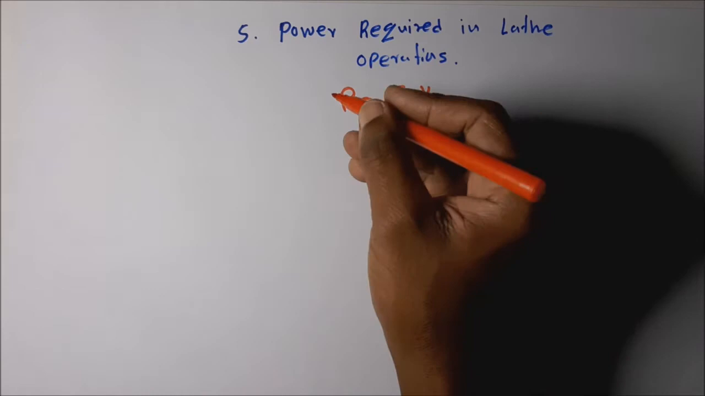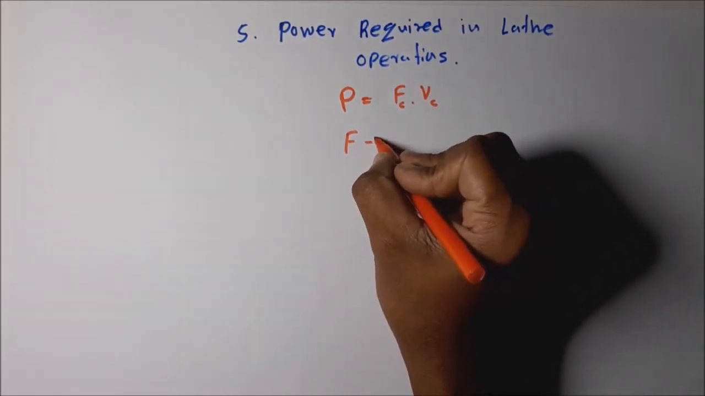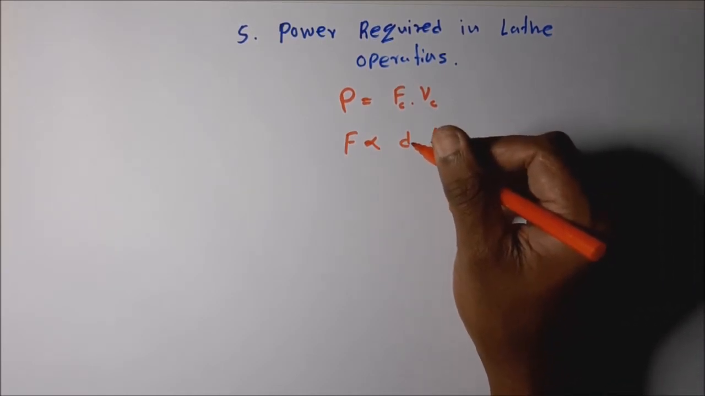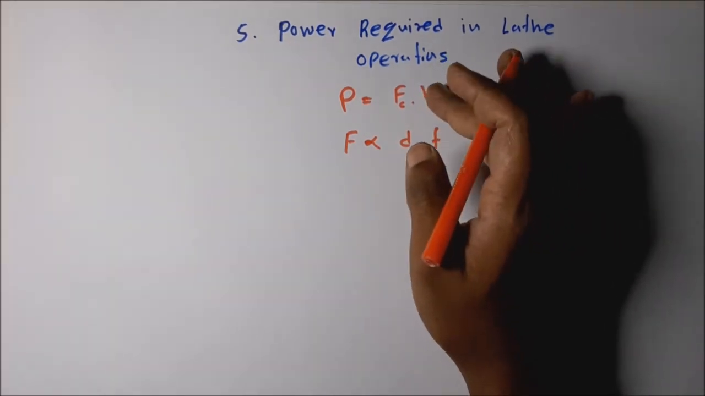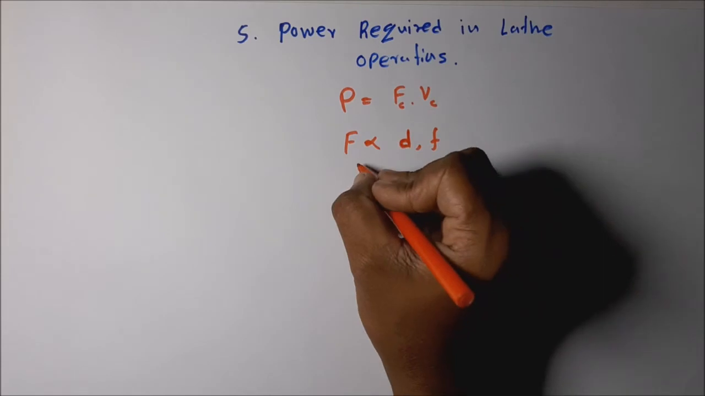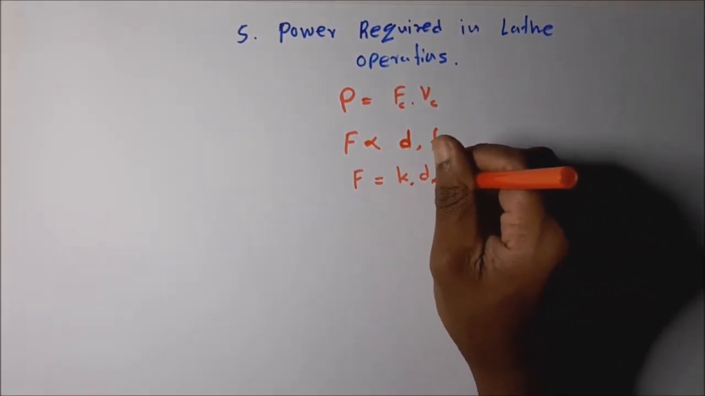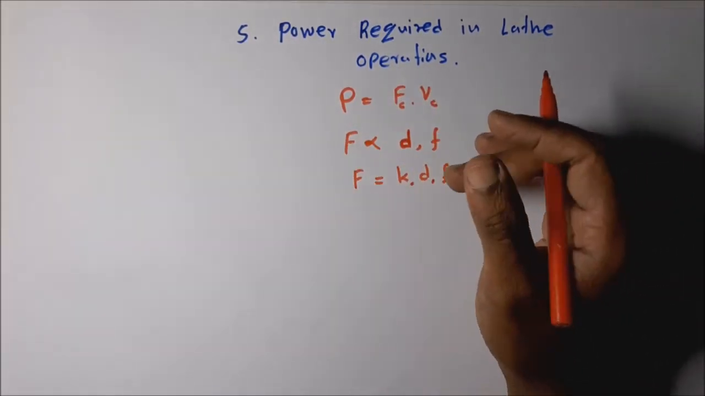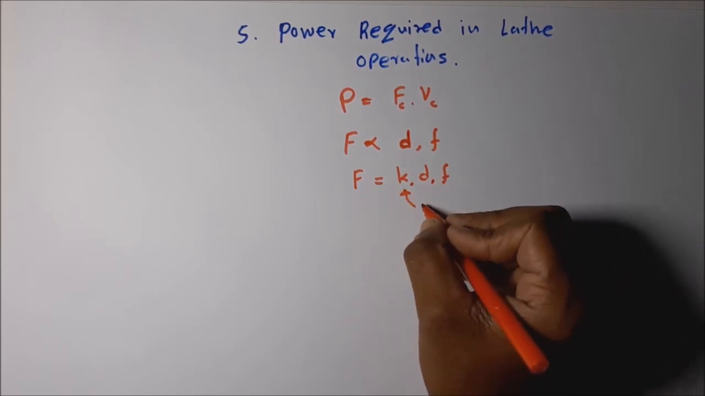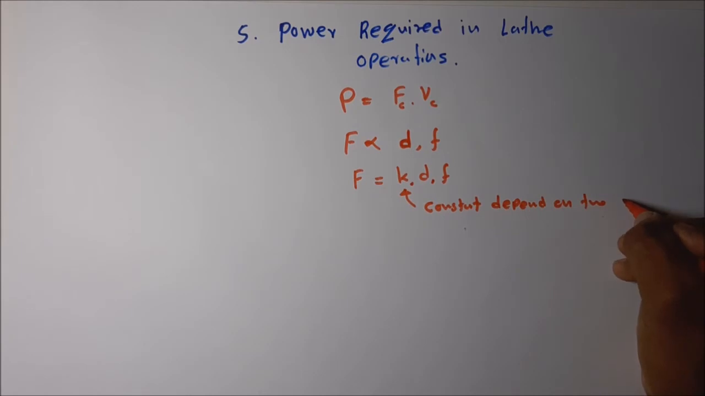Then FC depends on various conditions. FC is a function of the depth of cut D, the feed rate F, the cutting speed, and also the type of material. So we can write FC simply as K D F, a multiplication. FC depends on a lot of parameters, but the most important are depth of cut, feed rate and type of material. K is a constant that depends on the workpiece material.